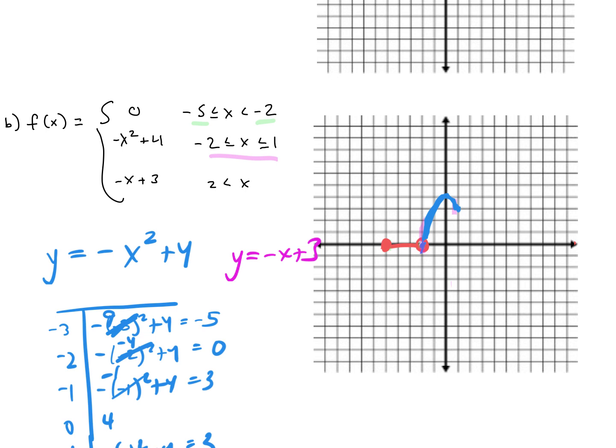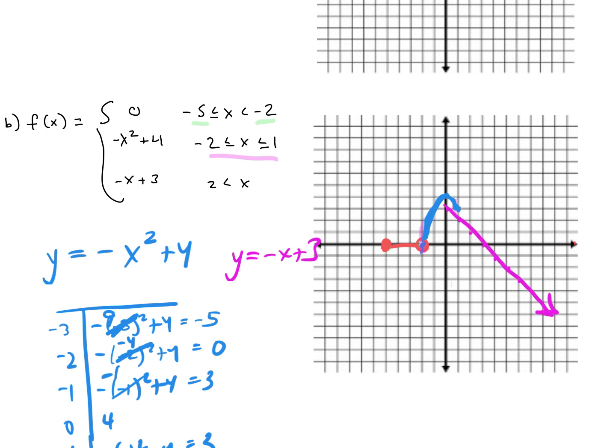Now, the last piece, we'll do in pink, and then we're done. My last piece is a negative downward sloping line. My intercept's at 3, so 1, 2, 3. And we're going to go down 1 over 1, down 1 over 1, down 1 over 1, down 1 over 1, right? So something like this.